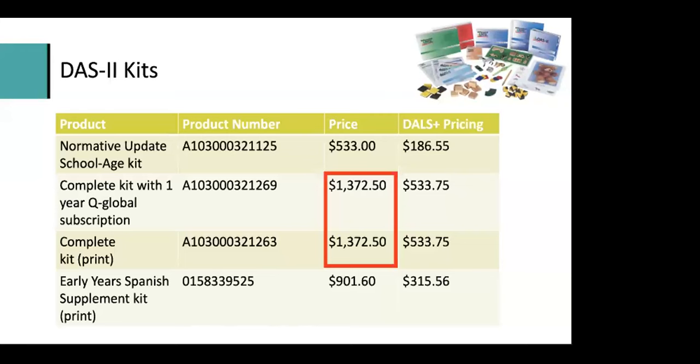There is a question about how much is the early year Spanish supplement kit, and you'll see that it's $901.60. For those of you who are DALS Plus subscribers, you'll notice that the price for you is only $315.56. So there is a question about that as well. And then there are also questions about, does it cover the 7 Gs? Yes, we are covering the Gs.